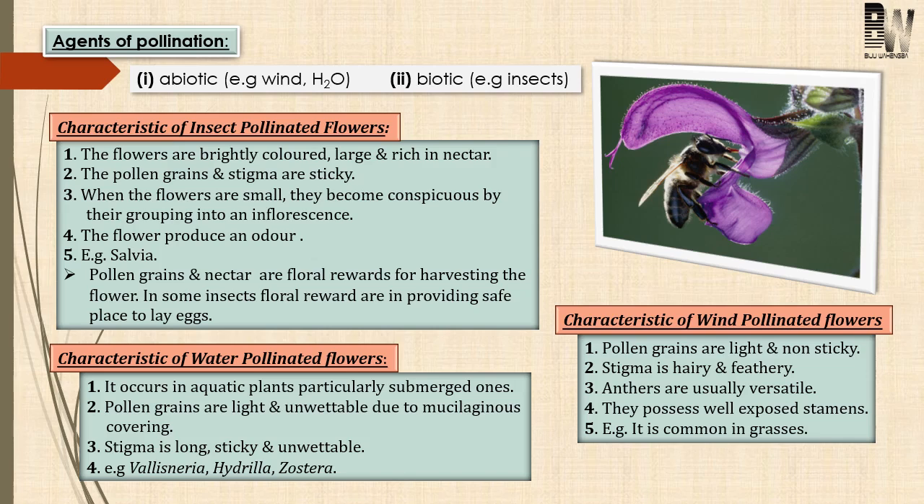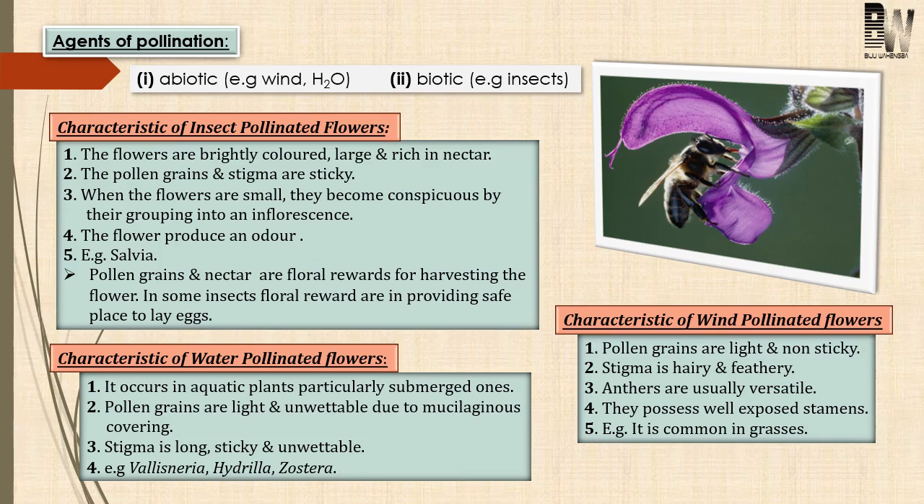Coming to the last point, there is the water pollinated flower. Here this water pollination will take place only in aquatic plants. But which aquatic plants? Only in submerged aquatic plants, where the plant is found under the surface of the water, like Vallisneria, Hydrilla, Zostera. This water pollination does not take place in aquatic plants like lotus, where the flowers are exposed above the surface of water. And here also there is no need to attract the insect, so the flower can be colorless, small, nectarless, and odorless.